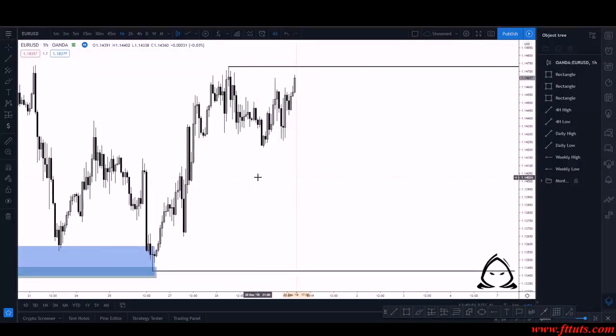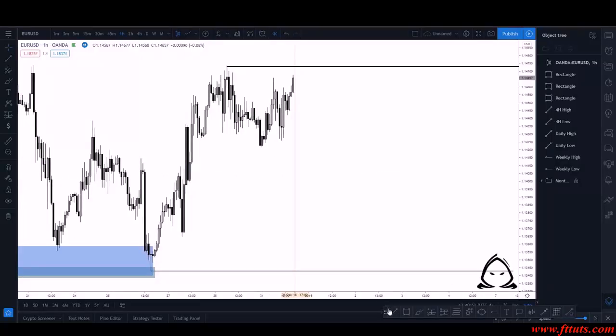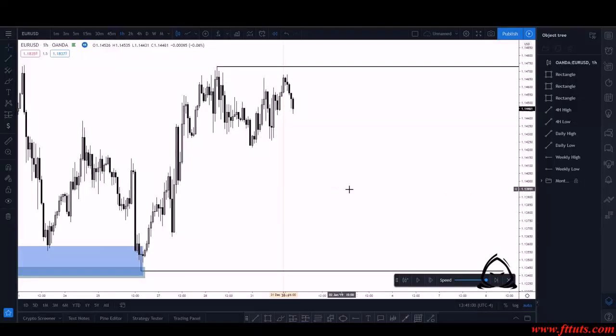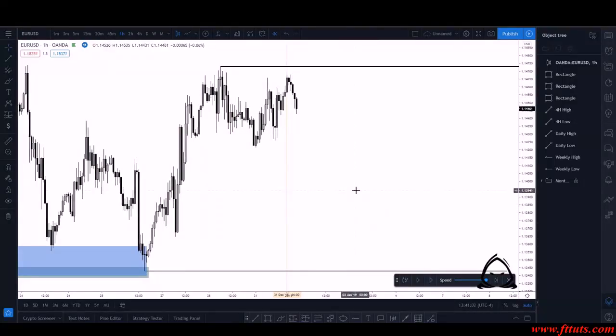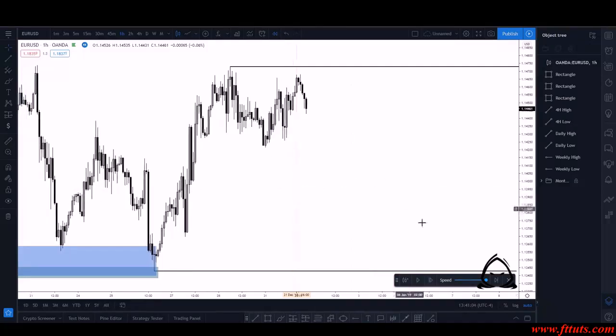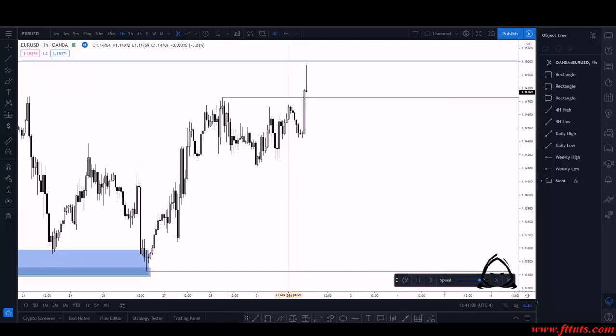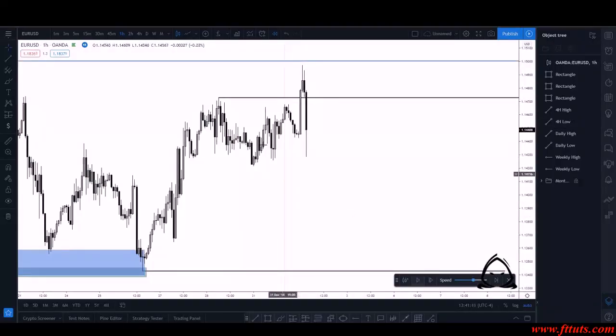We can start up the overall bar replay. There are two different ways you can do this. You can either go candle by candle on the hourly chart, waiting for certain bits of price action to play out, or you can just hit play, pick a speed, and watch price action play out.